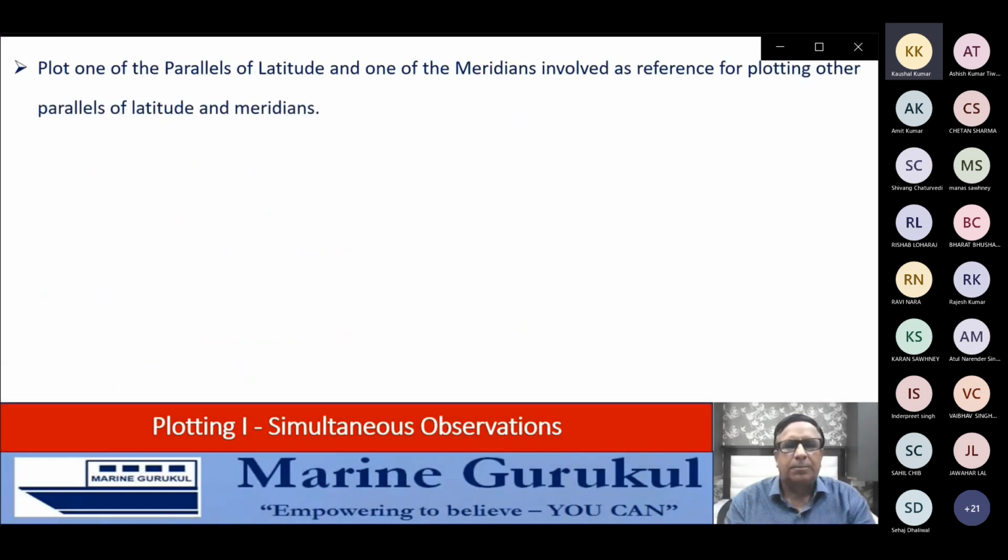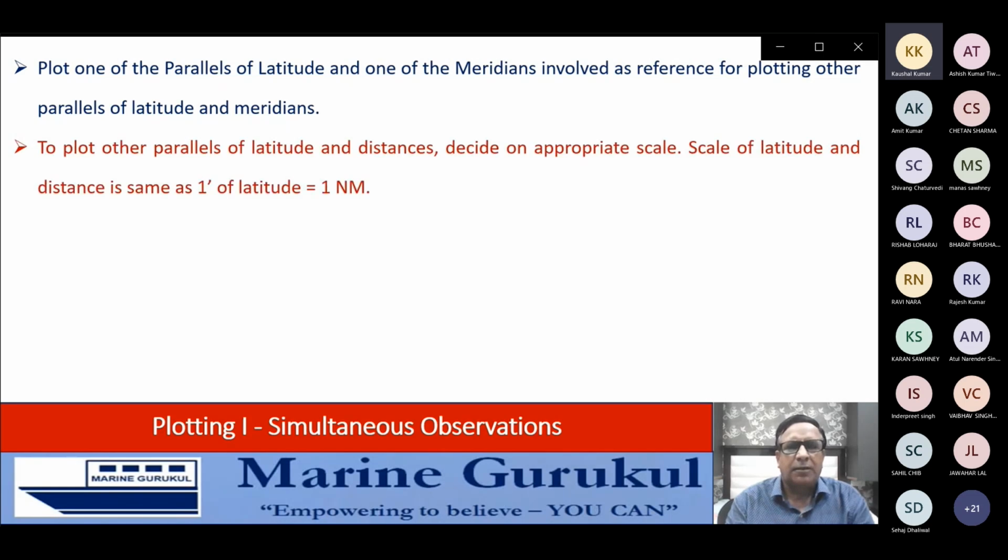Now, to be able to mark parallels of latitudes, meridians, and mark of positions and distances, we first draw one of the parallels of latitude and one of the meridians that we know in the question. And these ones drawn first act as reference for marking the remaining parallels of latitude and remaining meridians.